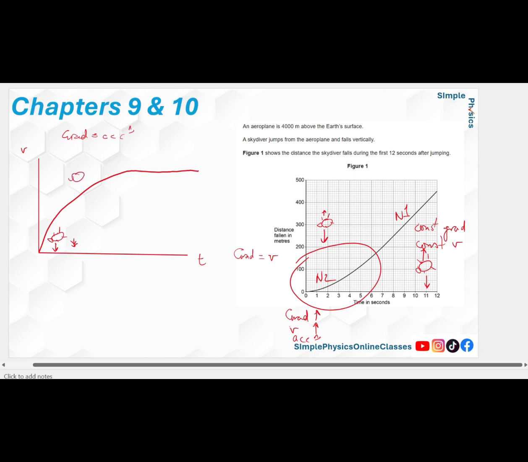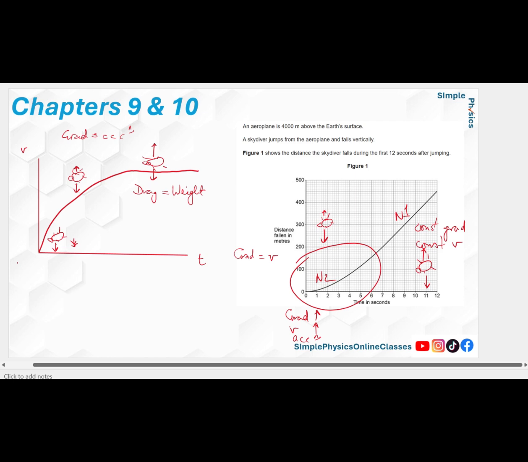So that means your force downwards has stayed the same, but the force upwards is increasing. So your resultant force is smaller. And when you get to here, the force downwards and the force upwards are equal, or the drag is equal to the weight. Okay, so now let's put this into 3 or 4 sentences that you could use.